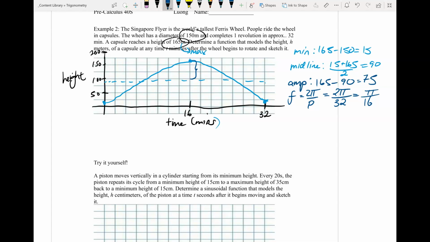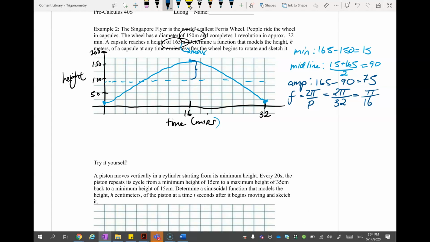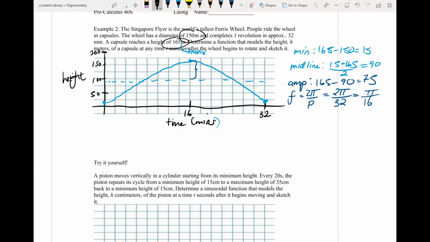Now I have to figure out if it's cos or sine. I'm just going to use cosine because cosine usually starts along our y-axis and it starts with our maximum. But we know how much we shifted over for our maximum, and we shifted over 16. Okay, so then for our shift, we can say 16 to the right.